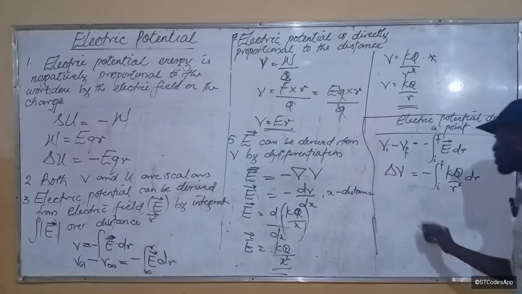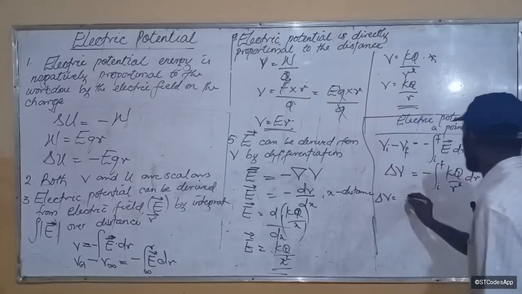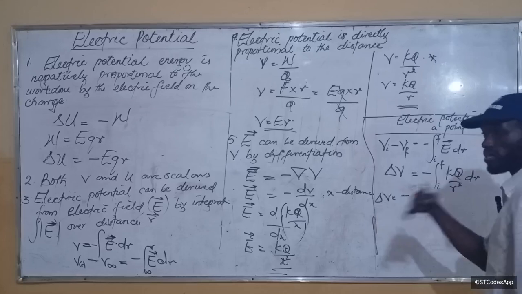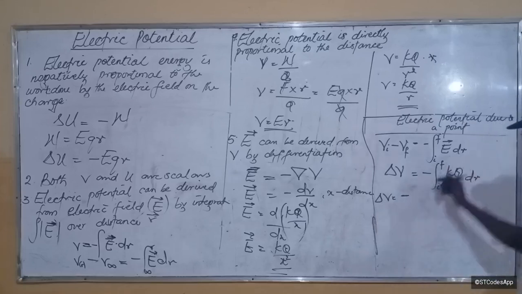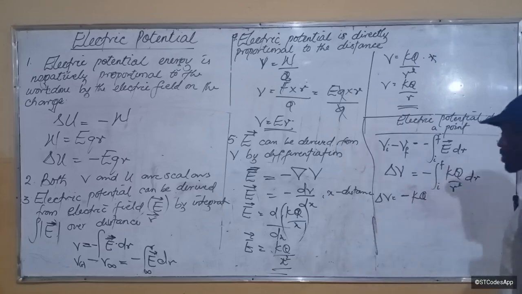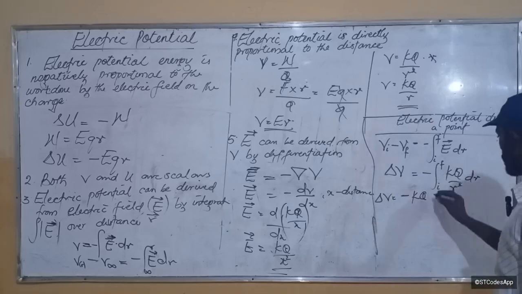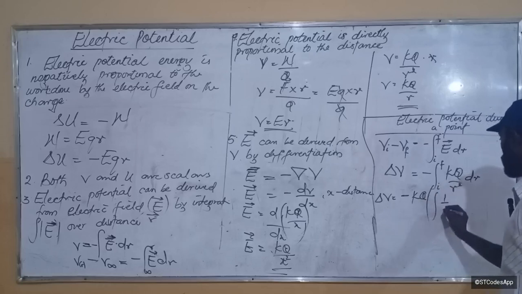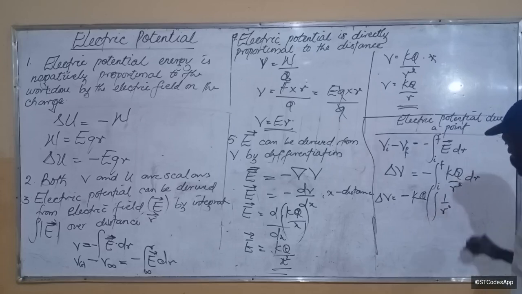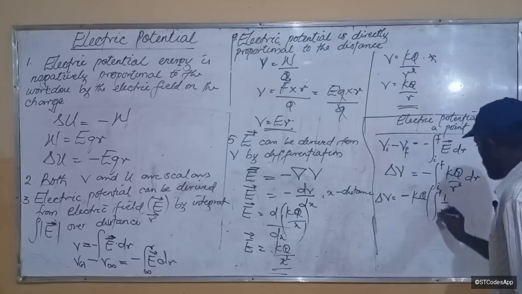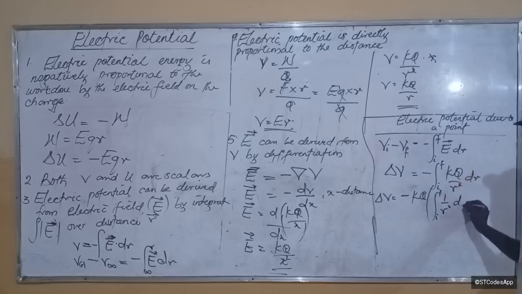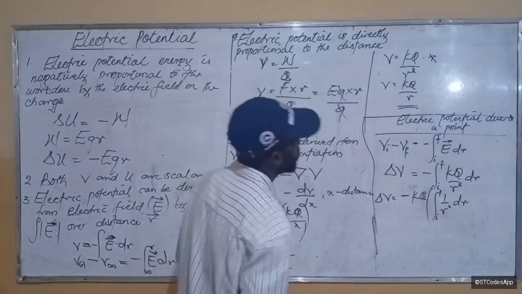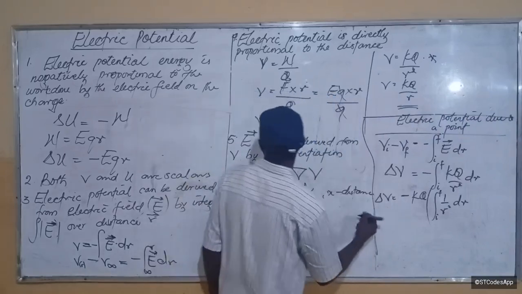If you want to integrate this, the change in V becomes a negative integral. So let's put the negative outside. Now this is constant, so we have kq, makes sense? Then in brackets the integral of 1 over r squared between i and f, dr. So this is what we want to solve, right? This is what we want to work with.